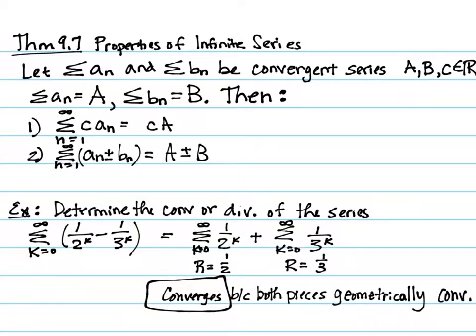We aren't asked to do it, but could we find what it converges to? Sure. We would just find what the first one converges to, and we'd find what the second one converges to. And according to the theorem up here that we just discussed, 9.7, we would be able to add those two convergent pieces together. Make sense? Okay, so sometimes you might be asked to do that as well.